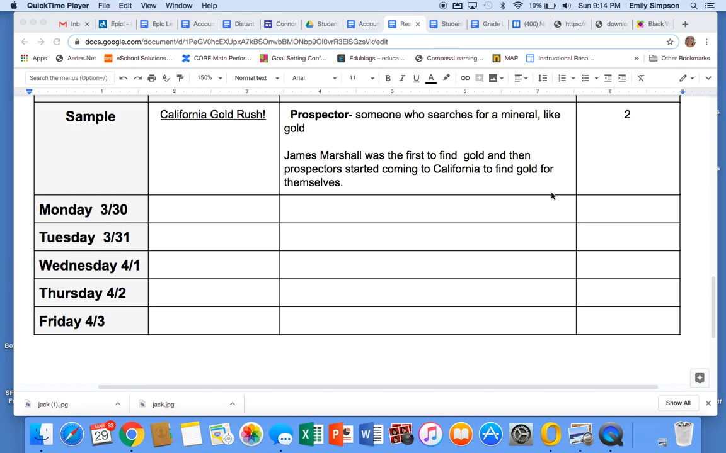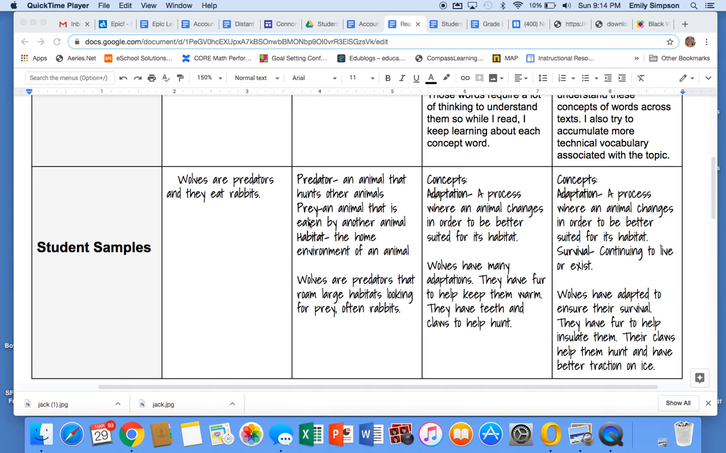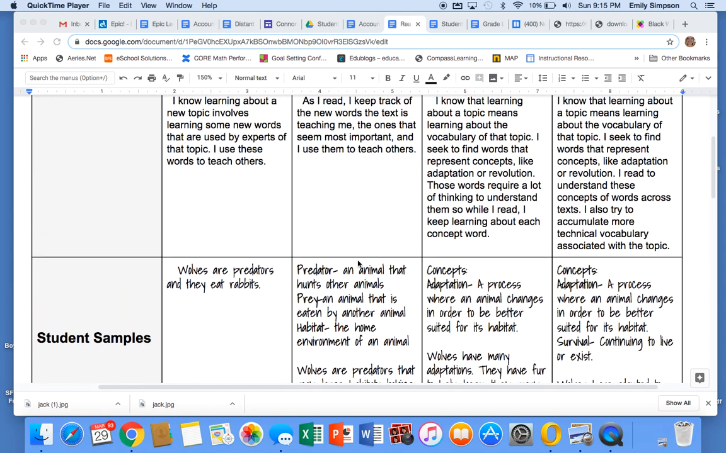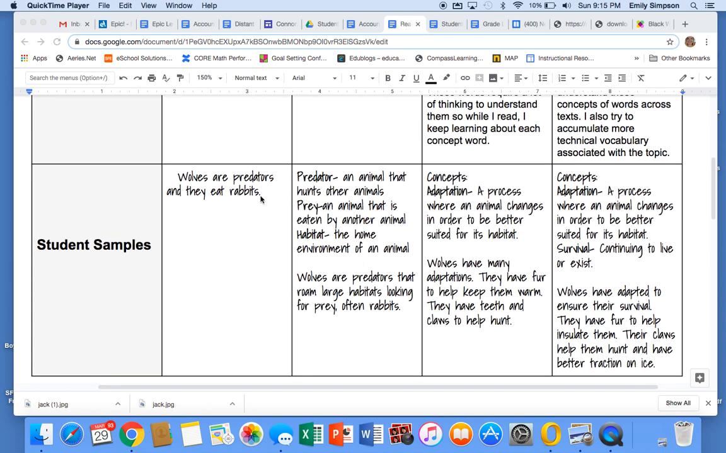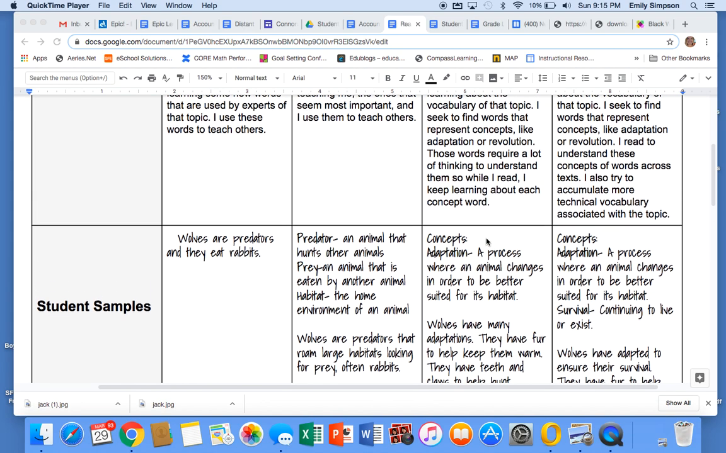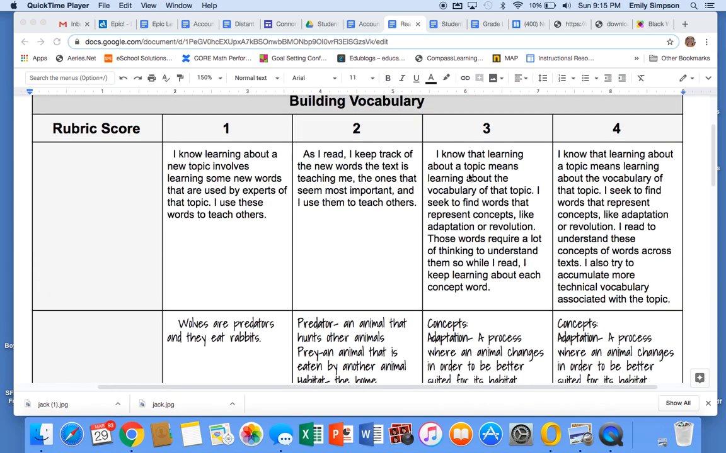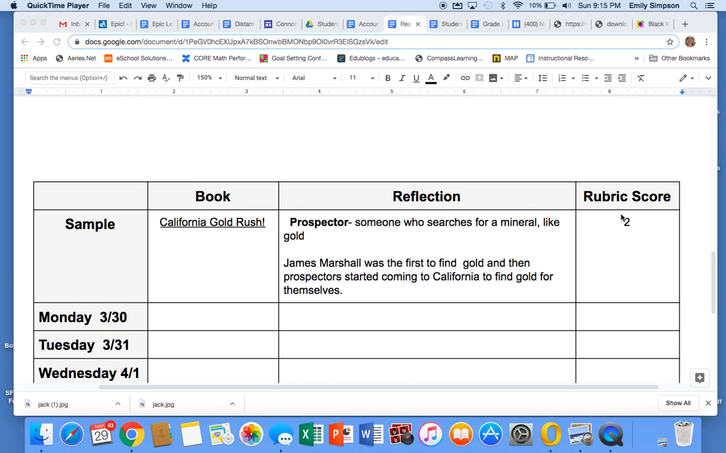So I gave myself a 2 by looking back up here, and I noticed that I was keeping track of words. I had started to keep track of words that were new and that experts of Gold Rush would use. So I knew I was higher than a 1. I was definitely a 2. And then when I looked to 3, there were no entire chapters or books on the word prospector. It really only showed up once in the entire chapter. So I'm really not thinking it's a big idea about Gold Rush. And so I really don't think that this response was a level 3, and that's okay. So I gave it a level 2.